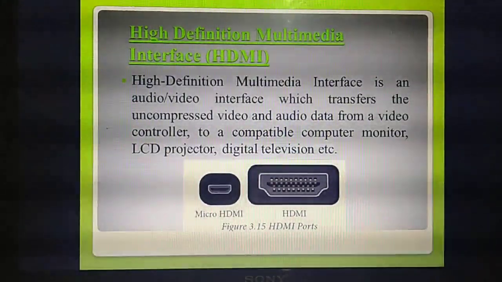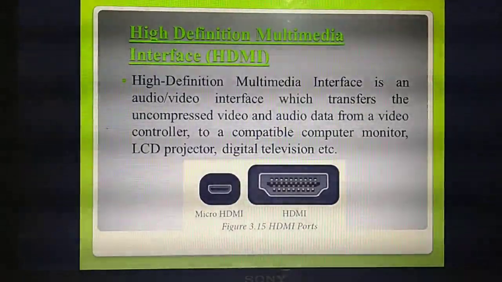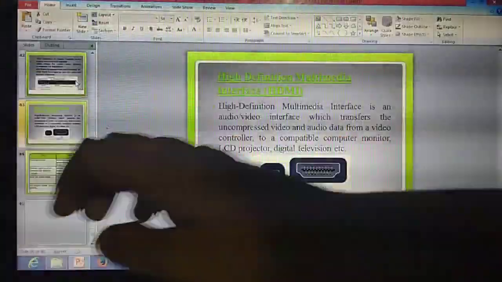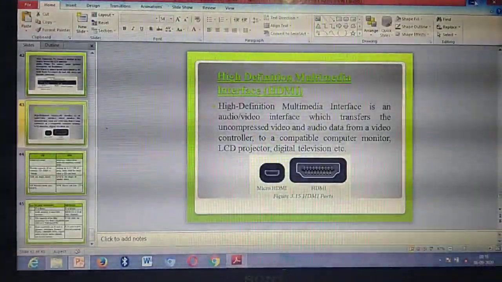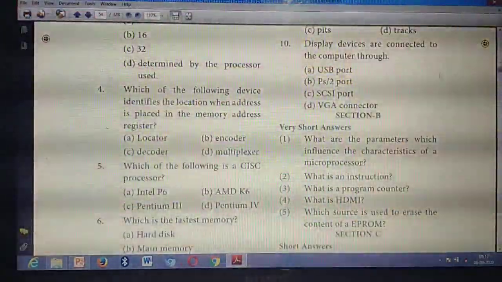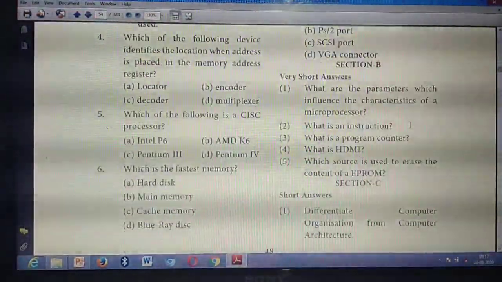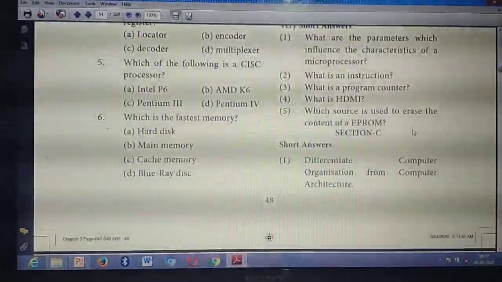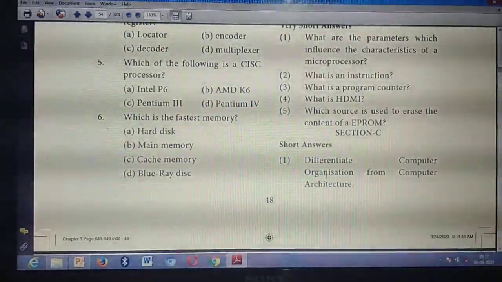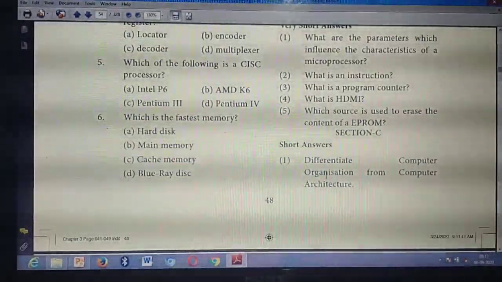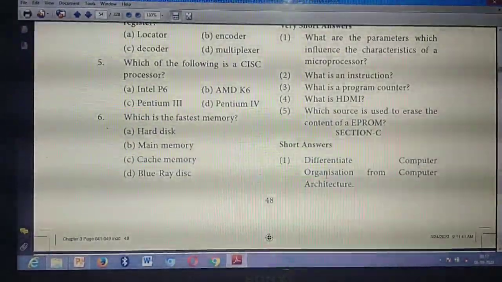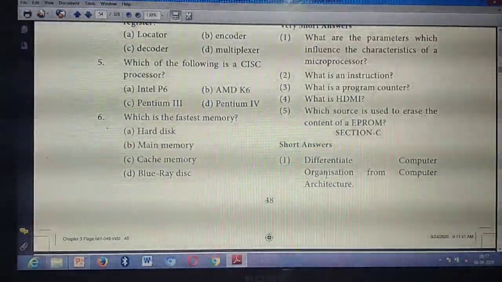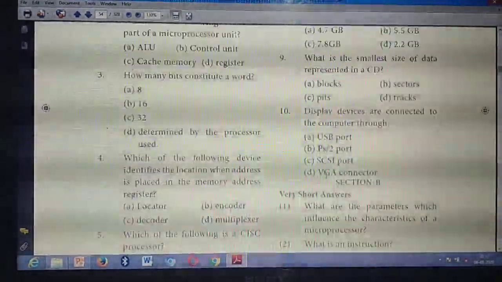All of you take your textbooks in your hand. Have you all taken? Take page number 48. In your textbook, take page number 48. Have you all taken?